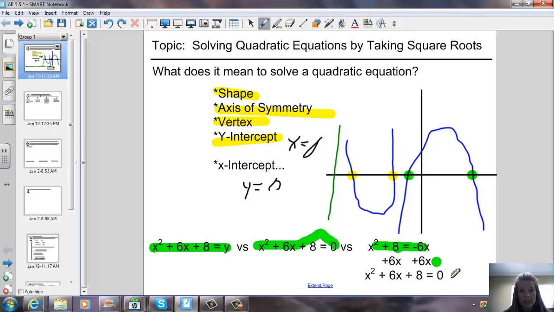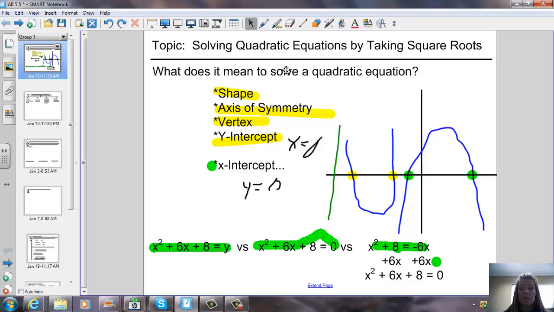I am now in standard form, and notice that by putting it in standard form, it has automatically plugged a 0 in for y for me. So when I go to solve this, I am in fact solving for my x-intercept, again, because 0 is automatically in the spot where y would be in my standard form. We will learn many different methods on how to solve quadratic equations, as you can see up here. The first one we will learn is how to solve by taking square roots.